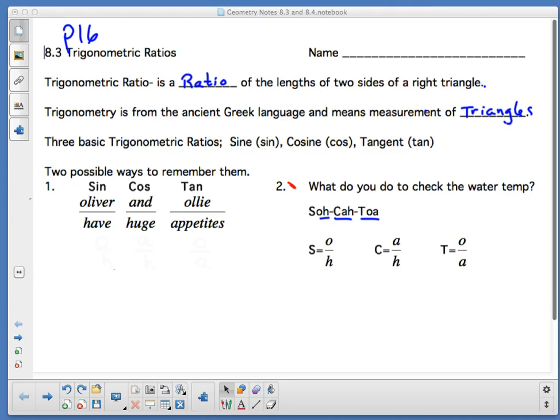It's something that's convenient for the folks who aren't here, but not great if you don't ask questions while we're doing this. We're looking at 8-3 trig ratios.